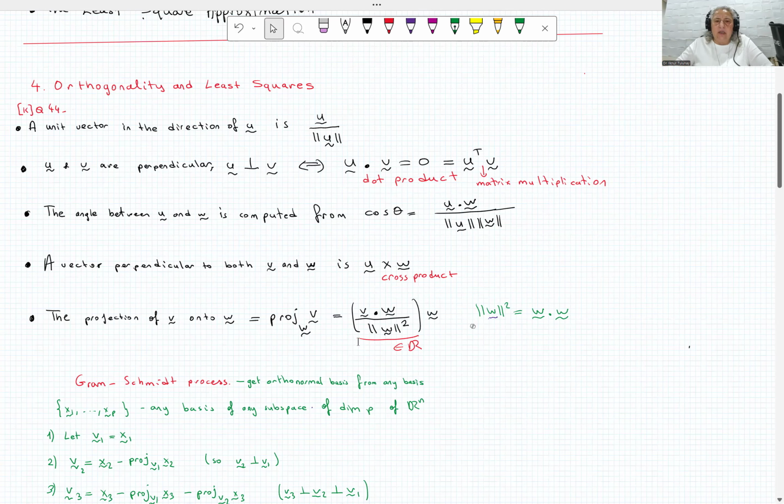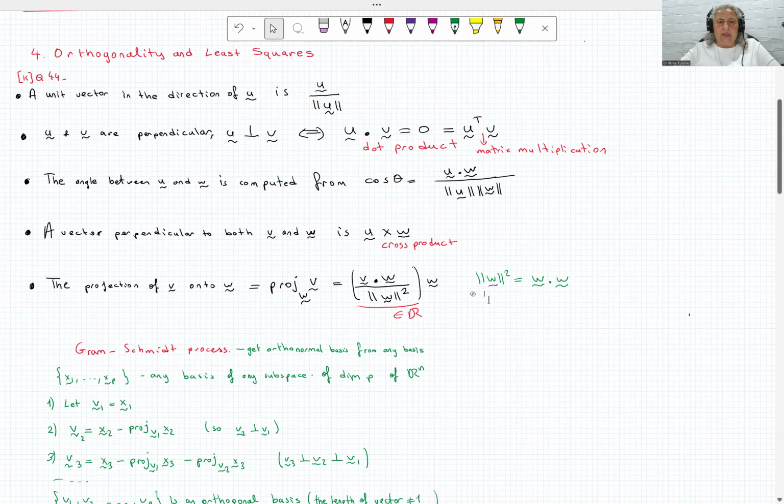Okay, then this is a real number, so it's a multiple of W always. That's what we found, because when you have a vector, you think about a plane, and you have a vector there. You're projecting onto that vector, and it will be either shorter or longer in the direction of that vector.